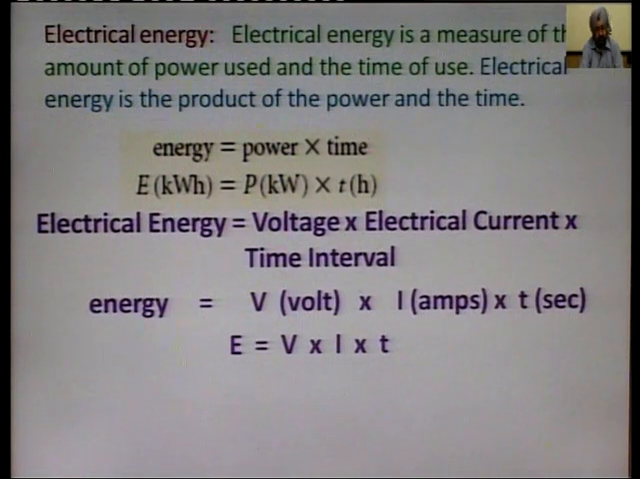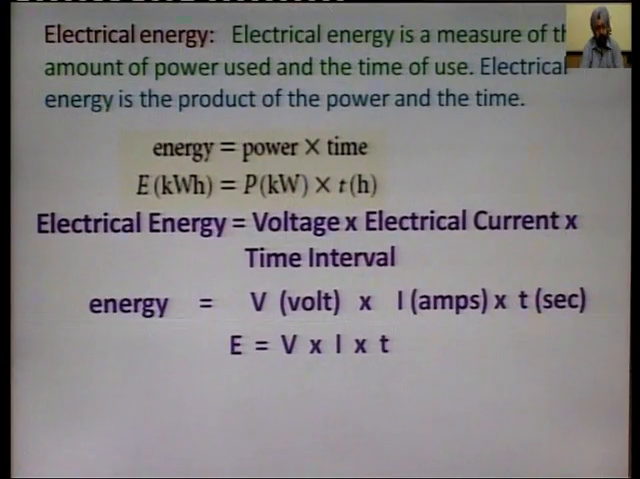So, what is electrical energy then? Electrical energy is a measure of the amount of power used and the time of use. How much power you used, for how much time you used it, multiply both, this gives you electrical energy. It is the product of power and time.